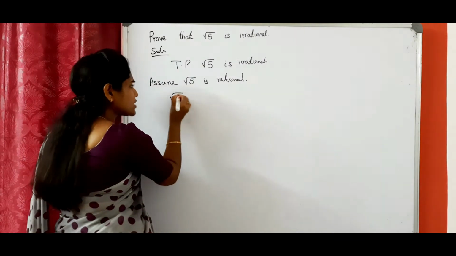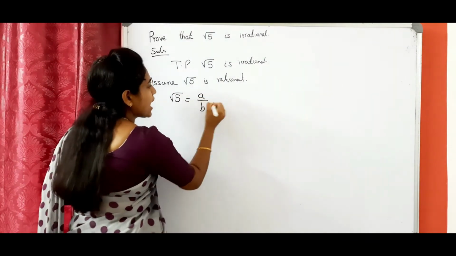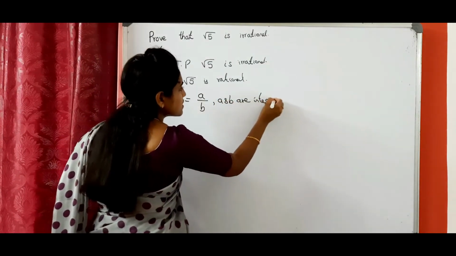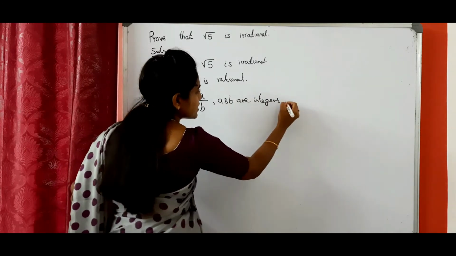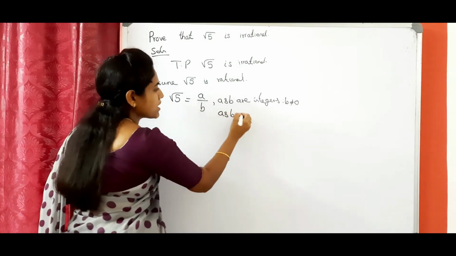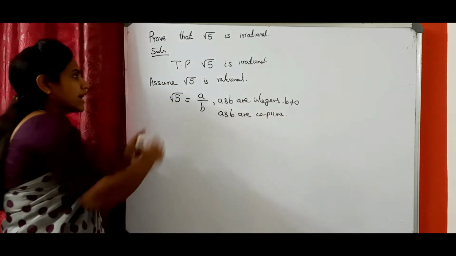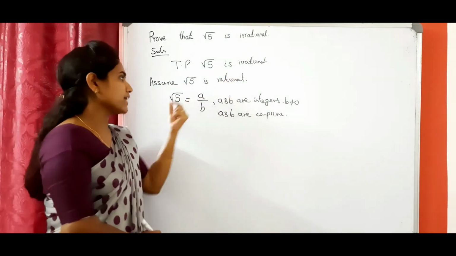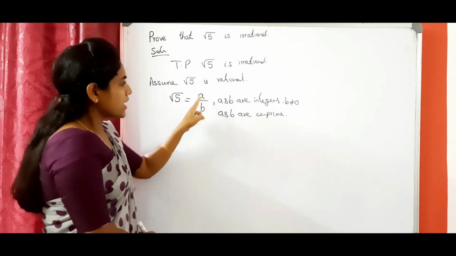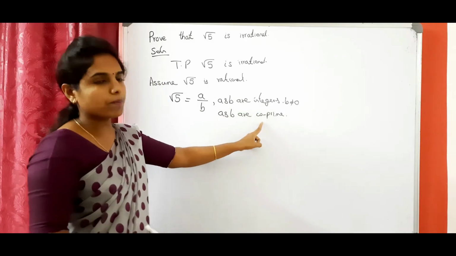Root 5 is rational means what is the condition? It is of the form A by B, and A and B are integers, and here B not equal to 0, and one more condition, A and B are co-prime. So, I am assuming root 5 is rational. Rational means what is the condition? Root 5 is of the form A by B, A and B are integers and B not equal to 0 and A and B are co-prime.